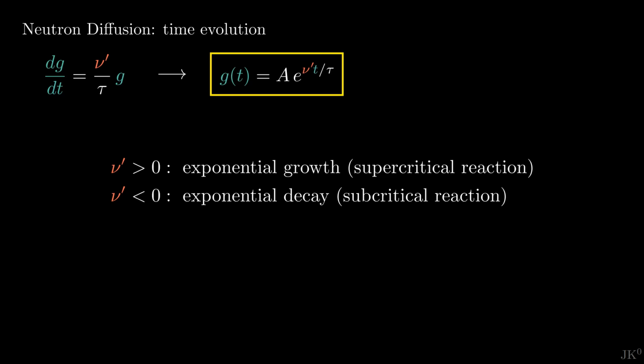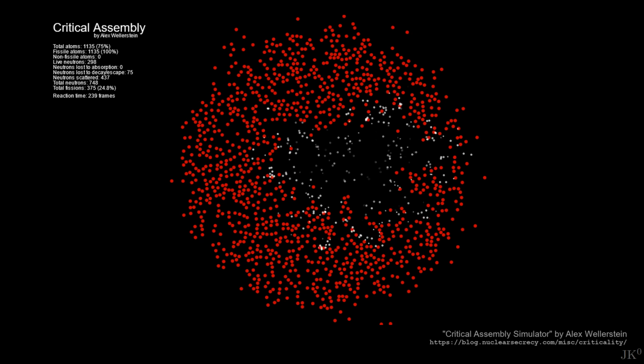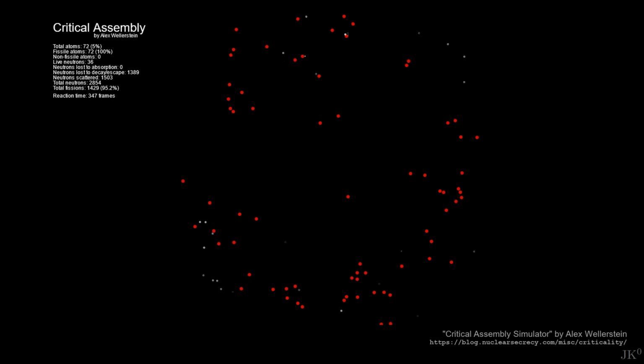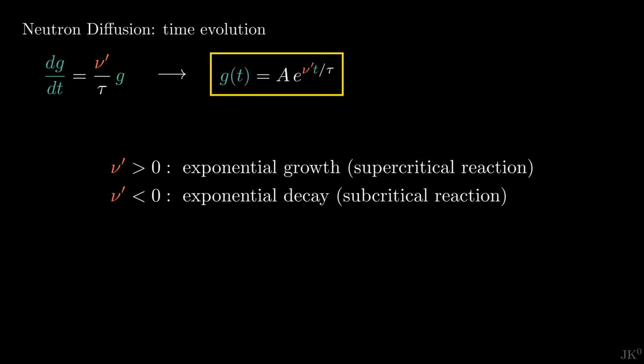This makes nu prime an extremely important quantity, and we will see that later. In fact, nu prime will be crucial for determining the critical mass. So once again, notice that if nu prime is positive, we have an exponential growth, and this will describe a supercritical reaction. If nu prime is negative, we have an exponential decay, and in this case, we will have what is called a subcritical reaction. And for this reason, nu prime is usually called a criticality factor.